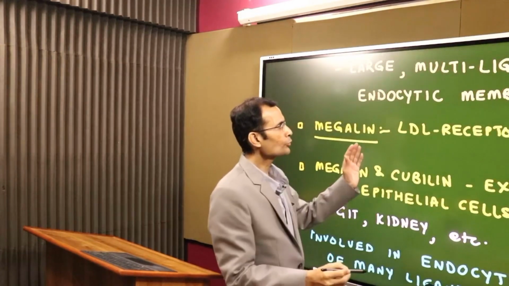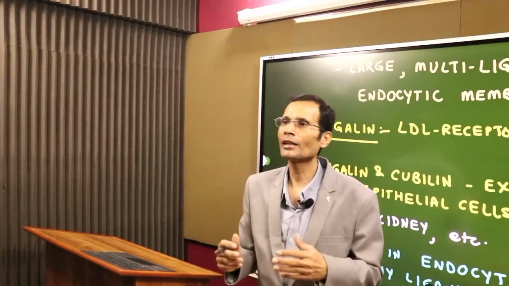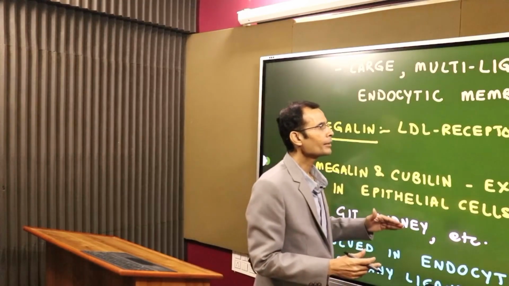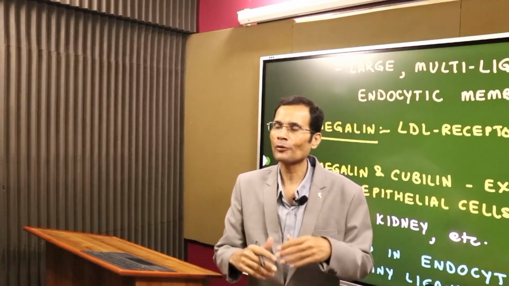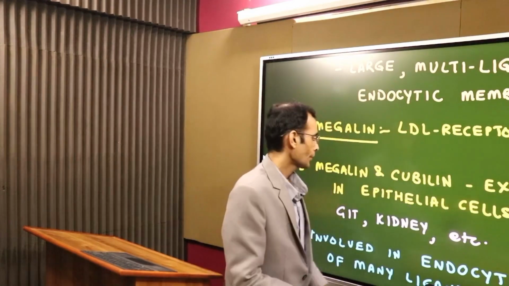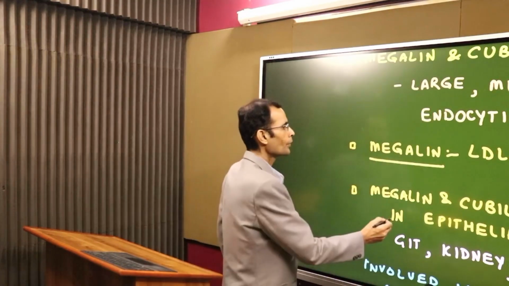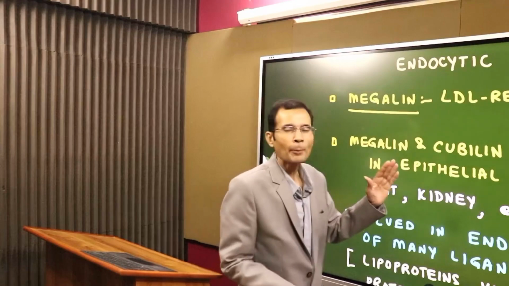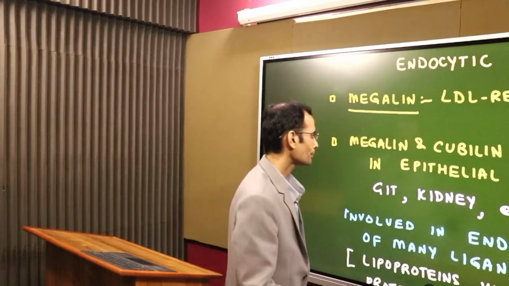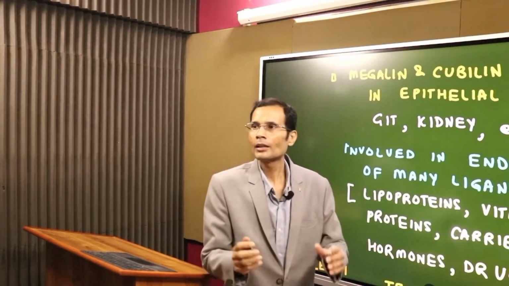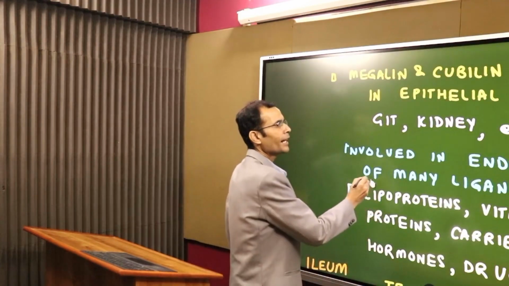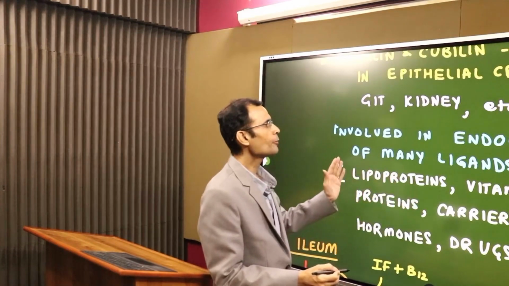Megalin belongs to the LDL receptor family. You know, LDL receptors present in the membrane, and there is endocytosis of the LDLs into the steroid synthesizing cell. So this receptor belongs to that family, and it is also involved in endocytosis of various substances in the body. Megalin and cubilin are expressed in the epithelial cells of GIT, kidney, and various other tissues as well, brain, lungs, etc. So GIT and kidney specifically, they are involved in the endocytic uptake of many ligands.